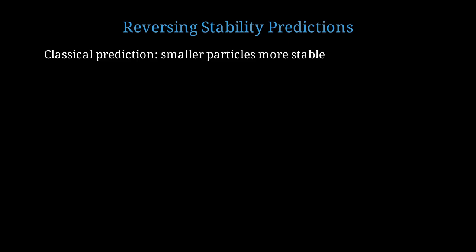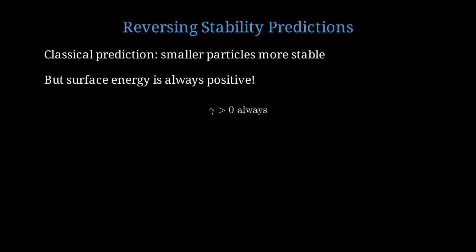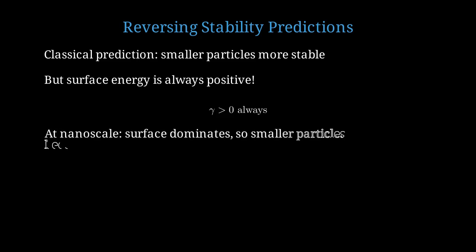Now let's explore the most dramatic consequence, how this reverses classical stability predictions. Classically, if a material has negative bulk free energy, smaller particles should be more stable because they minimize the total positive free energy contribution. However, surface energy is always positive. Creating new surface always costs energy because you're breaking bonds. Gamma is always greater than 0. This is a fundamental thermodynamic constraint. At the nanoscale, when surface dominates, smaller particles become less stable, not more stable. This completely reverses the classical prediction.